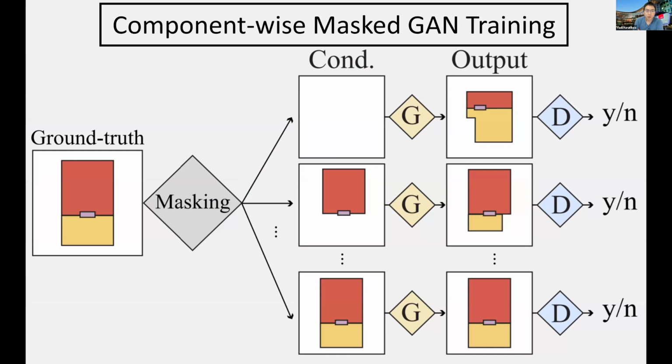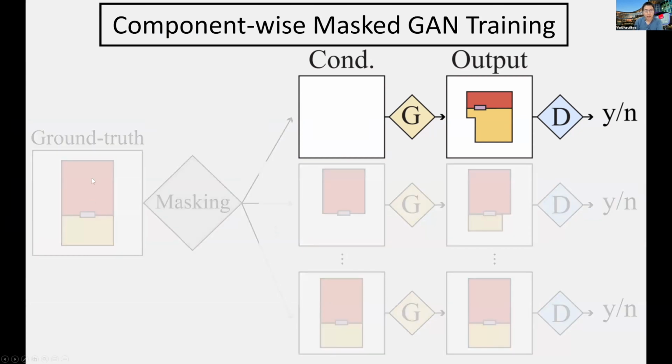So what we ended up doing was component-wise mask GAN training, a bit too long and fancy, but very simple. So we do basically masking. Given some ground truth floor plan, we hide some room masks. So maybe sometimes I hide everything. So start from nothing and then just try to generate something realistic. This is a normal GAN training task. From nothing, a realistic floor plan discriminator.